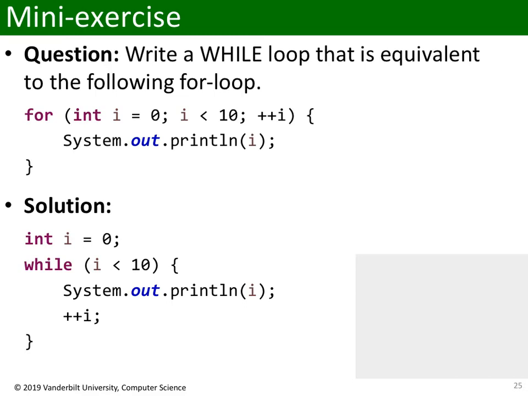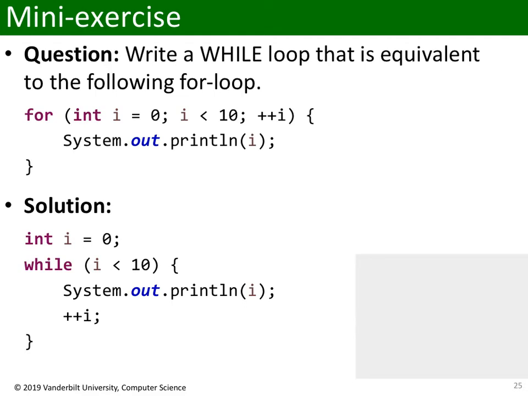Well, we can directly take these sections of code, the initialization, test, and update, and put them into a while loop format. The initialization has to go above the while loop. So we create a variable i and initialize it above the while loop. The test goes into the test of the while loop, so is i less than 10. And the update goes in as the very last statement in the while loop. The body of the for loop becomes the body of the while loop. So we have programmatically transformed this for loop into a while loop, but now let's work through it functionally.